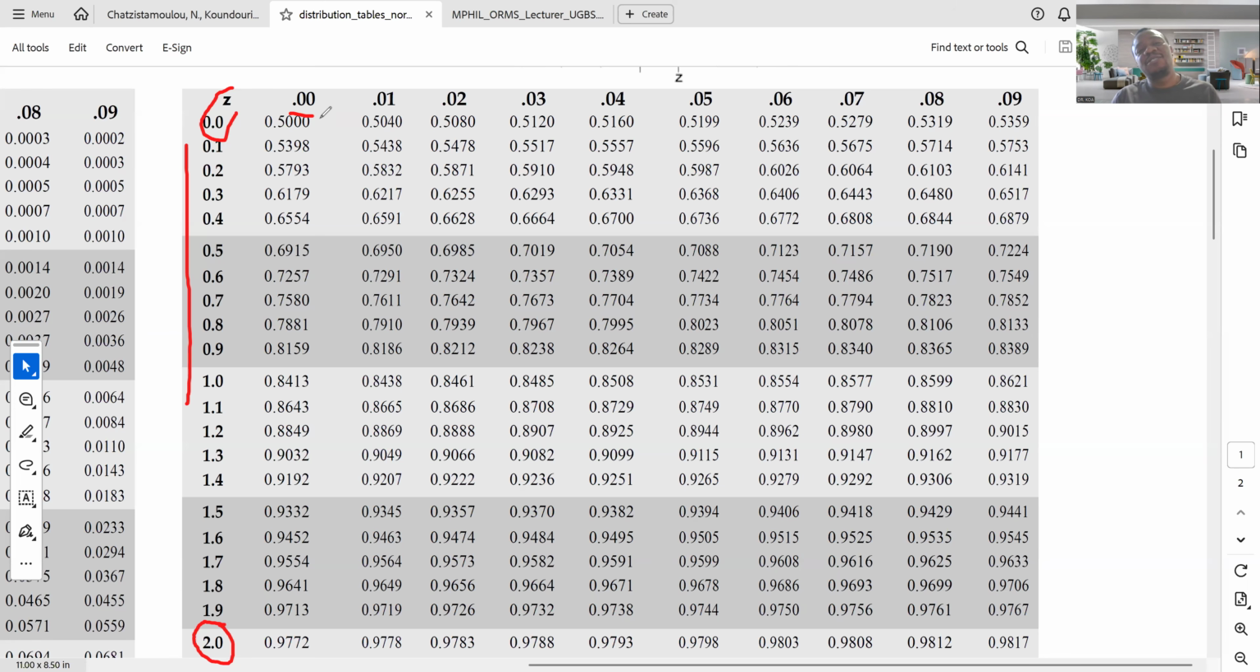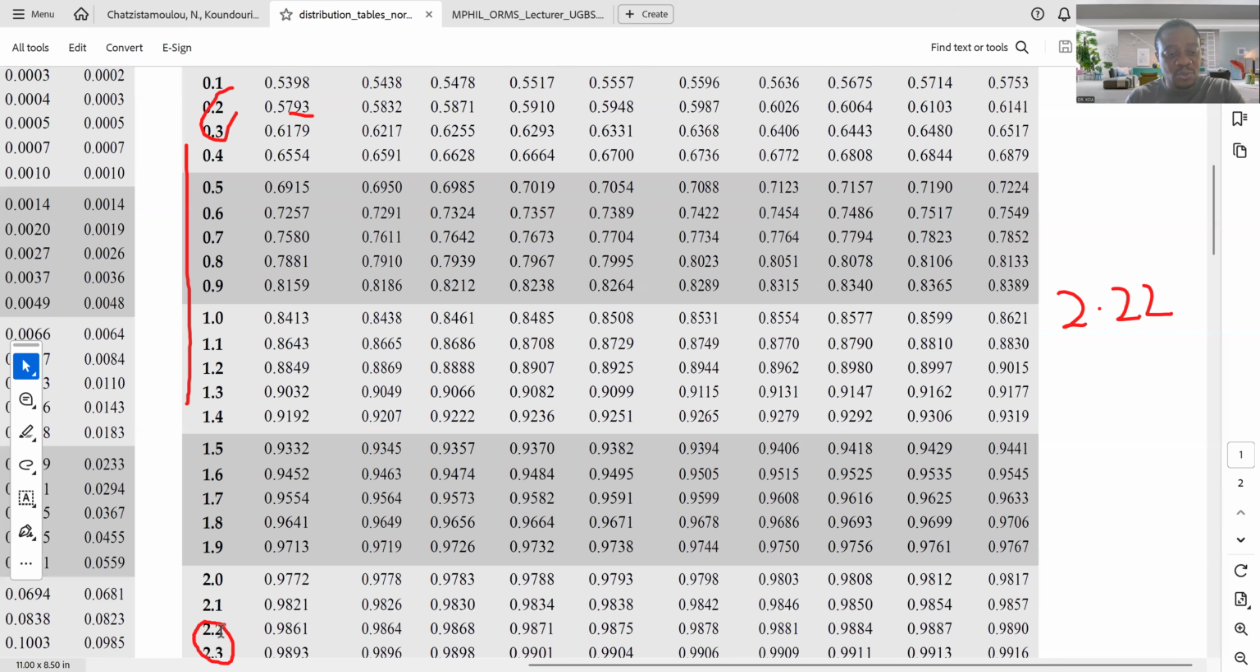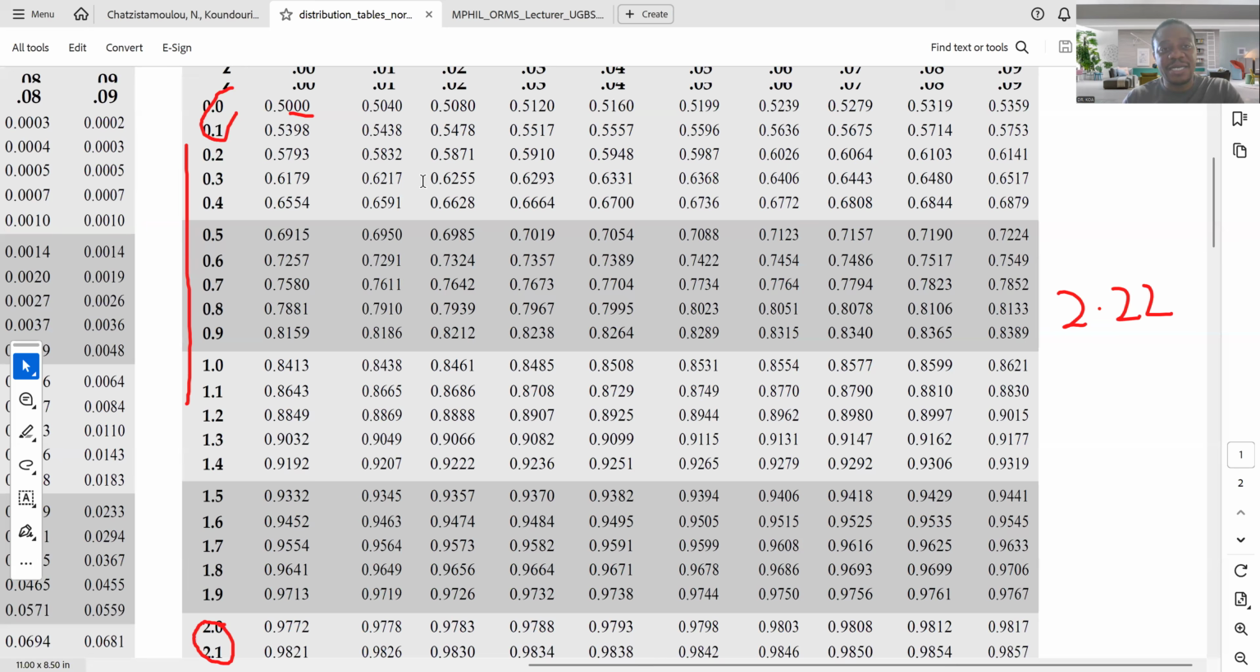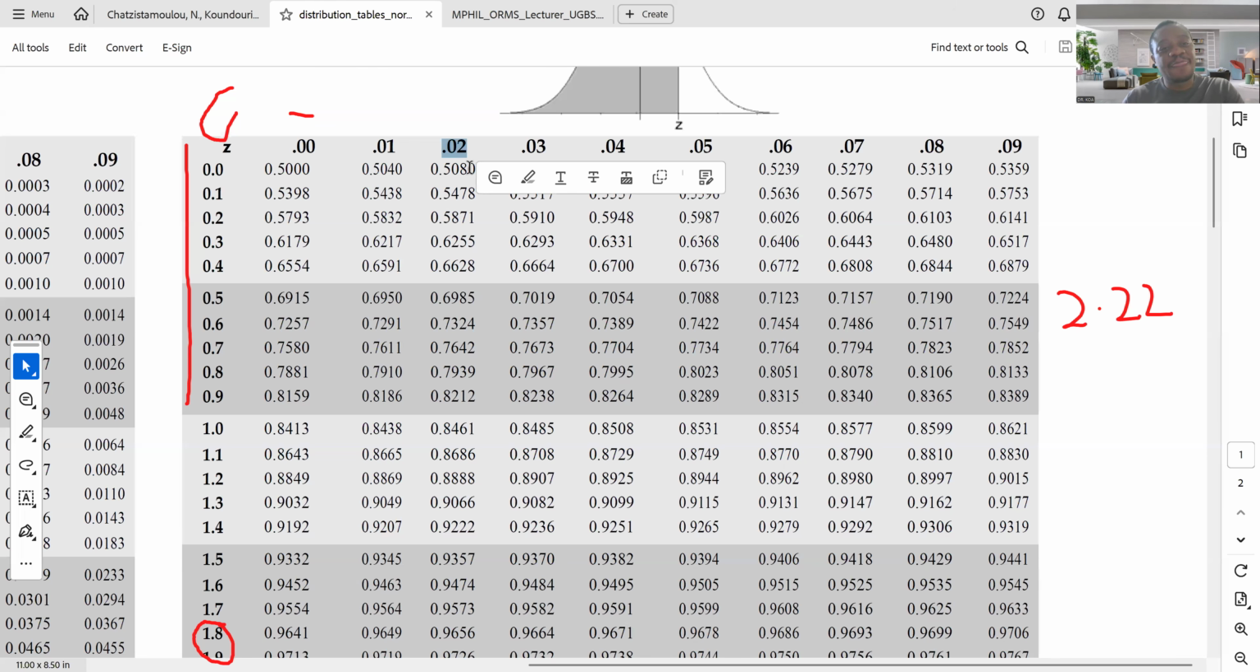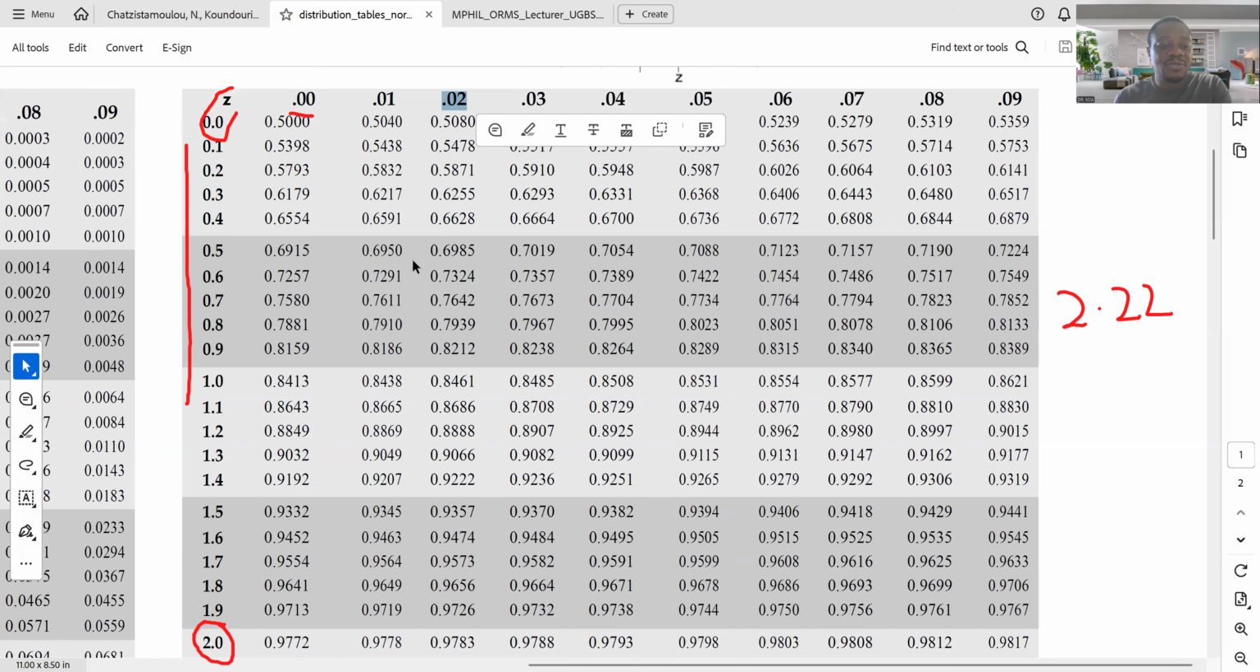If you have 2.22, you don't have to read 2.0, you rather read 2.2, which is this one here. And then you look for under 2. Under 2 will be here. 2.2 under 2. This last number, we call it under, and it is looked for at the top. So 2.00 is going to be one number.